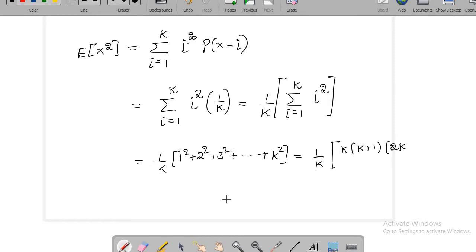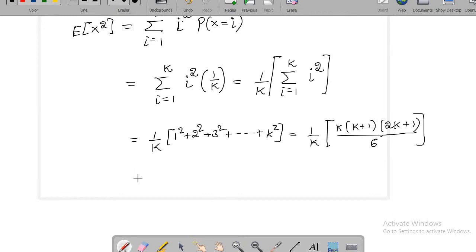I've written half of the formula. K into k plus 1 into 2k plus 1 whole divided by 6. That's it. Okay. So now you can cancel k and k. So now you're left with k plus 1 into 2k plus 1 by 6. So this is what actually expected value of x square is.